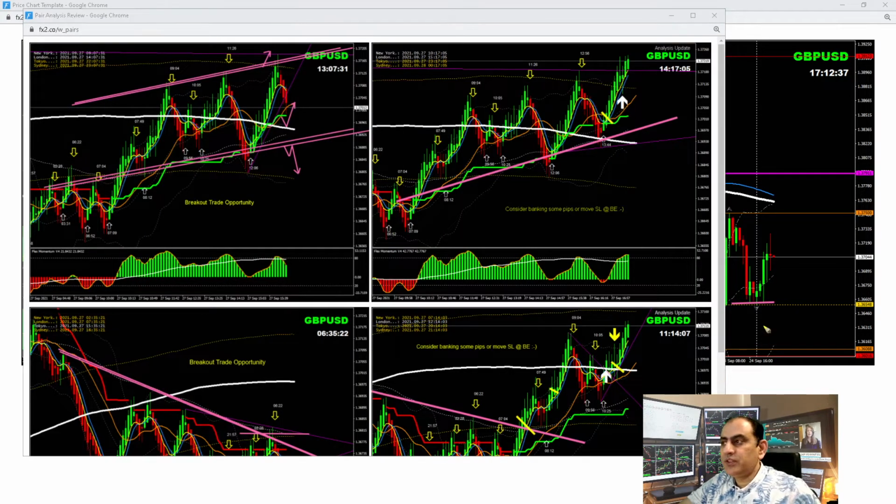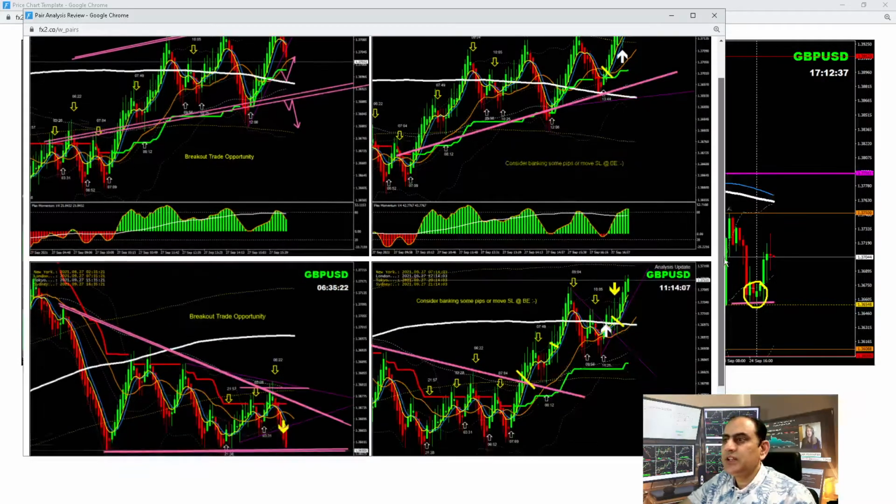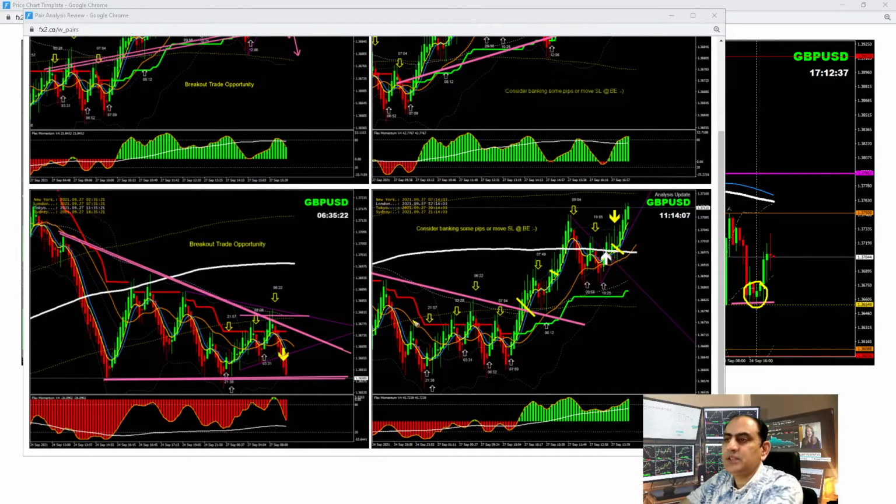Based on this 4-hour analysis, we explained to my trader to look for the breakout trade, which you can see here, price nicely broke. I explained to my trader that if the price is going to break the previous high or this low, then we're going to take a trade accordingly. As you can see, price nicely broke this previous high.